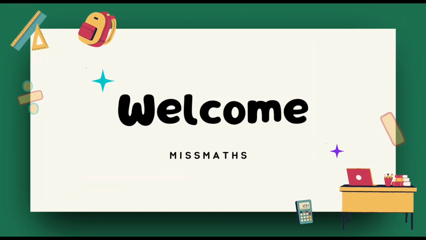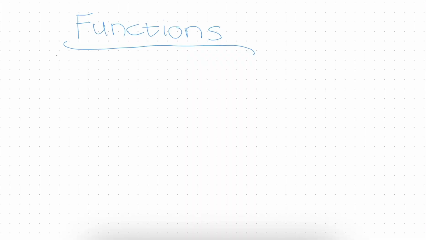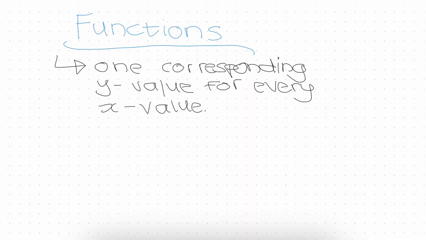This is part 1. Let's start off with what a function is. It's where we have one corresponding y value for every x value. Here are a few examples you may be familiar with: the straight line function, the parabola, the hyperbola, and the exponential function. These you would have learned from grade 8 up until grade 11.